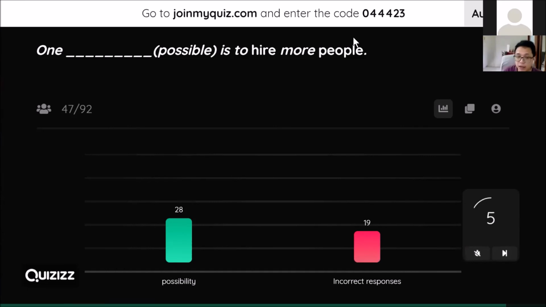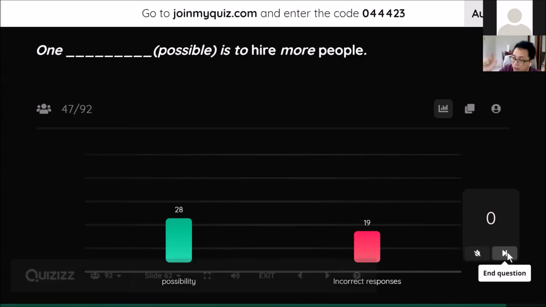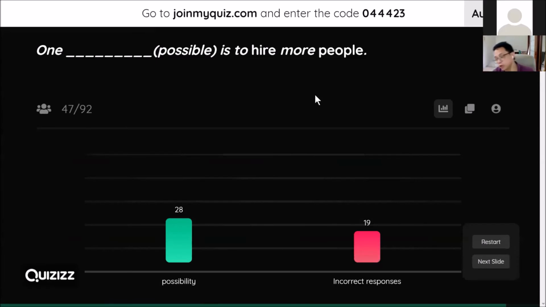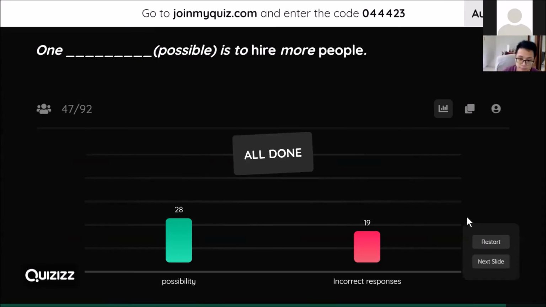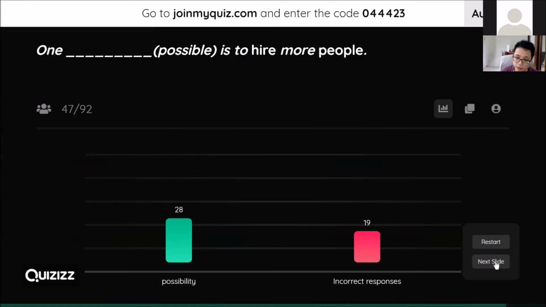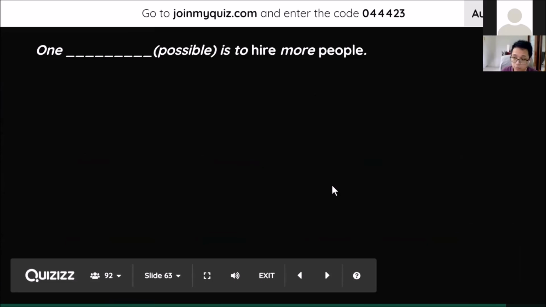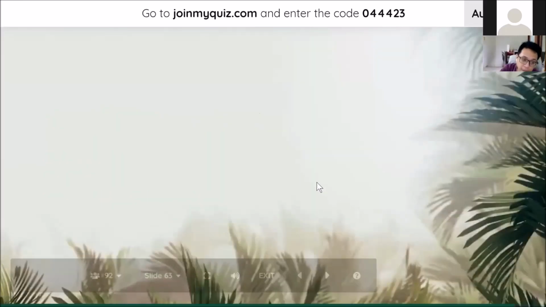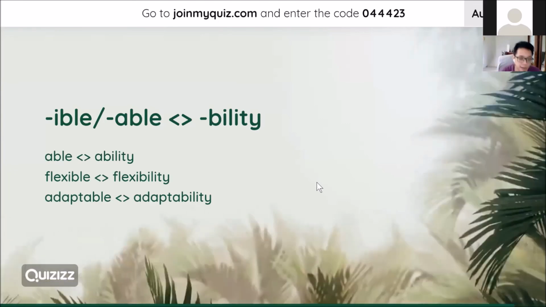possibility. Like a lot of words that end with IBLE or ABLE, you change it to ILTY. Okay, like able, change to ability. Possible, possibility. Like flexible, flexibility. Adaptable, adaptability.